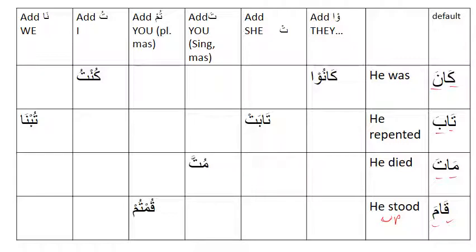Kana, kanu, kanat, and this would be kunta, tubta, mutta, see, it's doubled up. Qumta, and then you just write the translation underneath. So kanu means they were, they repented, they died, they stood up, etc. So fill in the table as much as you can, and inshallah we'll correct it in the class.